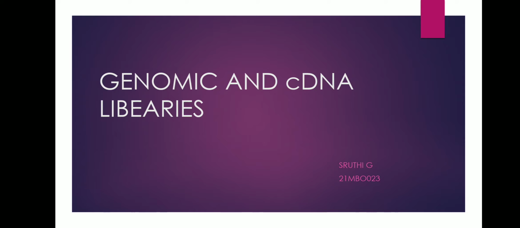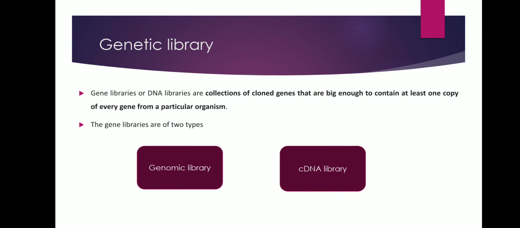To explain about genomic and cDNA libraries. First, what is a genetic library? Gene libraries or DNA libraries are collections of cloned genes that are big enough to contain at least one copy of every gene from a particular organism. These libraries are of two types: genomic library and cDNA library.